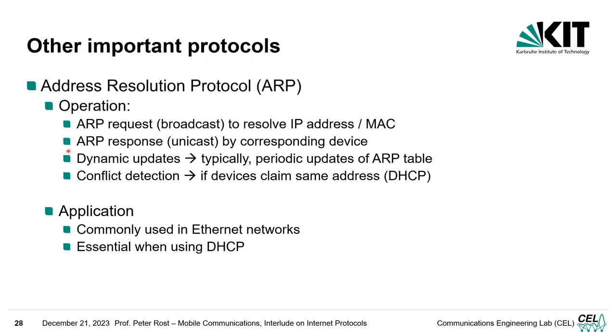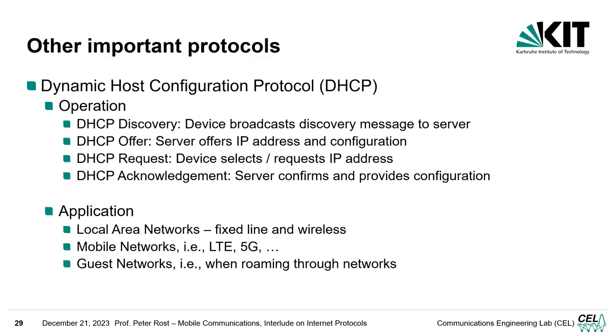It supports these dynamic updates. So typically you have very periodic ARP messages. I think typically every 30 seconds you're transmitting them. And it's therefore used for conflict detection, particularly when you have DHCP in your network. So with dynamic IP address assignment, ARP helps you to resolve those conflicts and trigger a reassignment of IP addresses. It is the state-of-the-art method used in Ethernet networks and very essential if you're using DHCP.